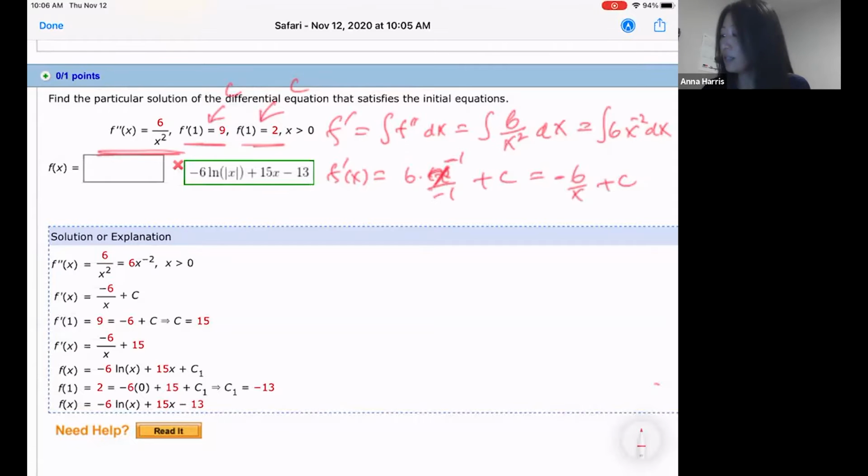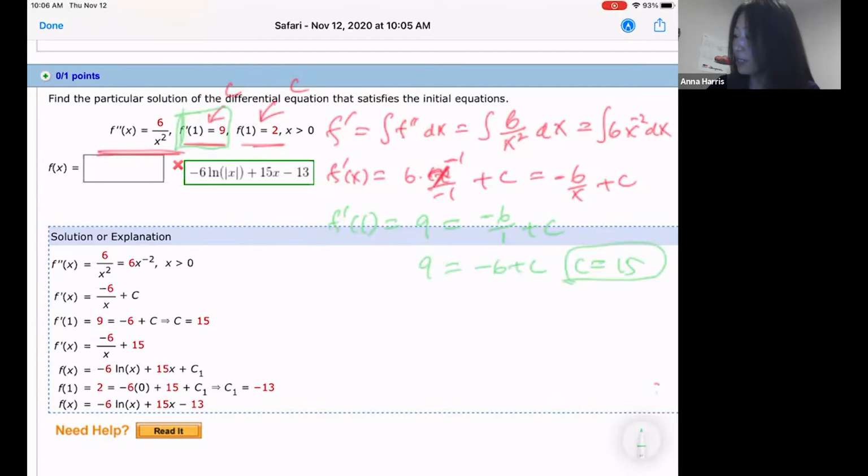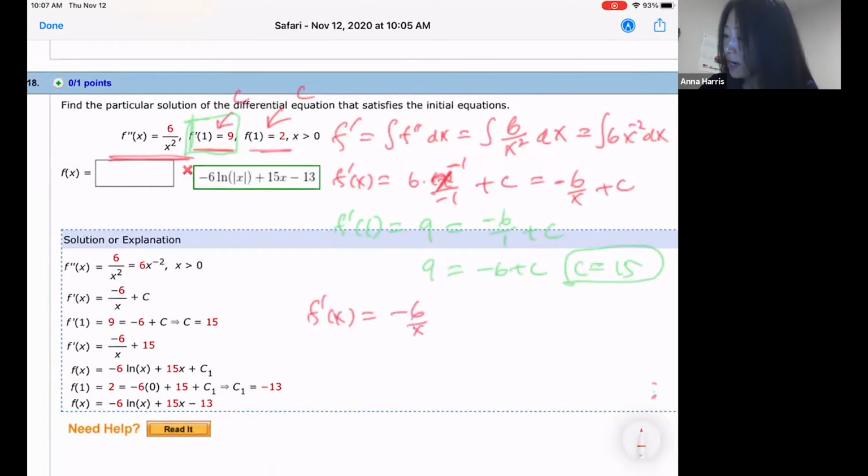All right, now look at this. They gave me information to replace c because they told you f prime of 1 is equal to 9. So f prime of 1 has to be equal to 9. So negative 6 over 1 plus c. That gives me 9 is equal to negative 6 plus c. So c has to be equal to 15. So now I just found it: f prime of x is equal to negative 6 over x plus 15.